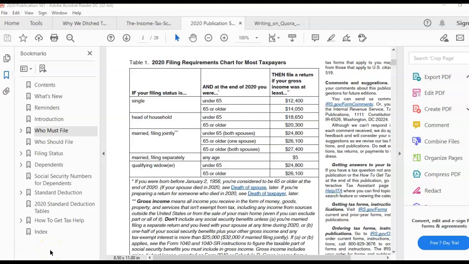Welcome. My name is Thomas Ledford, aka Taxman88, and I'm here to share in this video Publication 501. It deals with standard deductions, filing statuses, and how to determine a qualifying child.